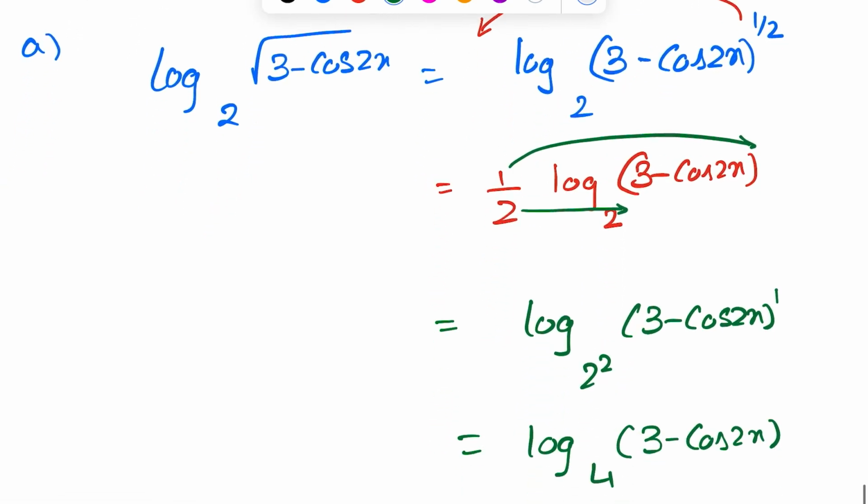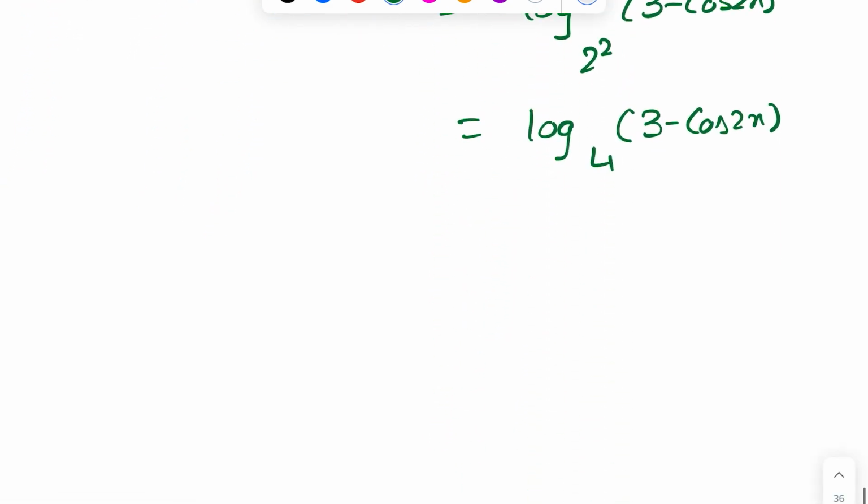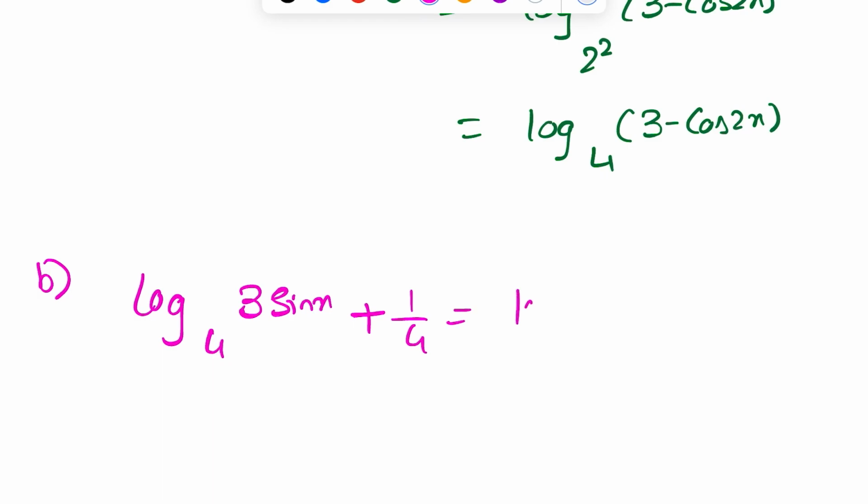Now coming to part B. What is he asking? Solve. What is that? 3 sin x to the base 4 plus 1 upon 4 equals log square root of 3 minus cos 2x to the base 4 or base 2.